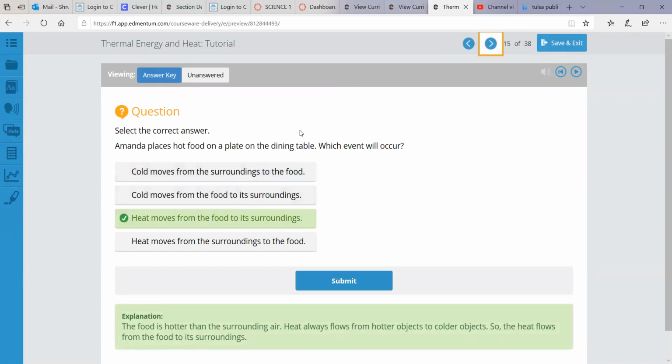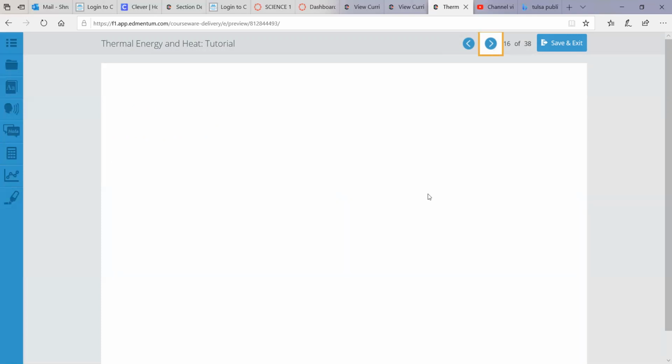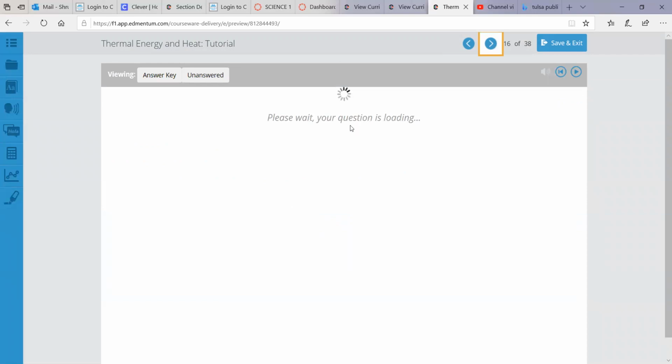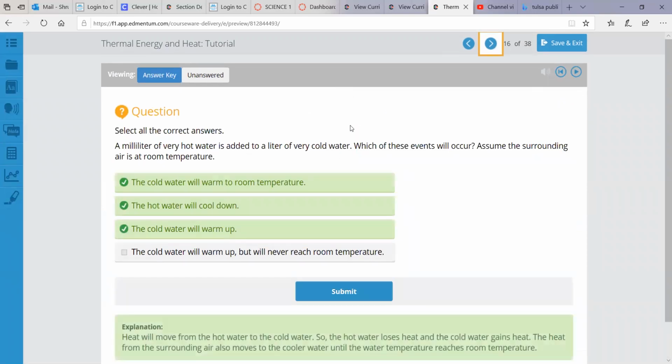Amanda places hot food on a plate. Which event will occur? Heat moves from the food to its surroundings. Because the food is hotter than the air around it, heat flows from the food to the air. The flow is from hot to cold. Hot to cold. Remember that. Select all of the correct answers.